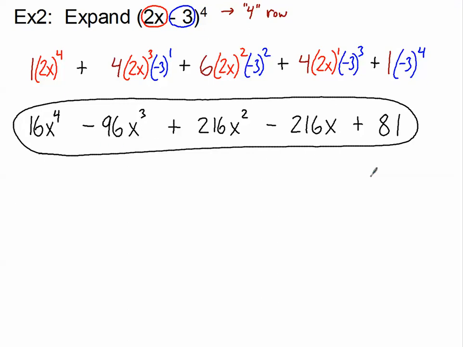A whole lot easier than multiplying that binomial times itself 4 times. So that's Pascal's triangle, and in the next tutorial, I'll show you an alternative way to do our expansion.